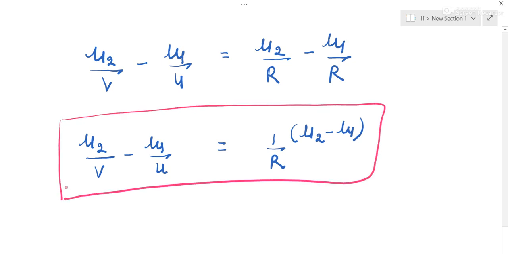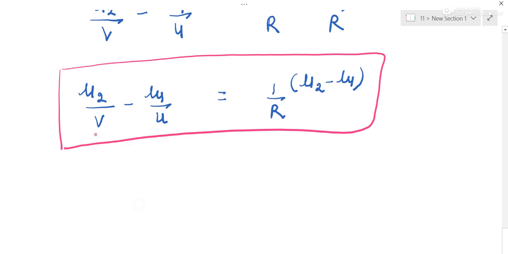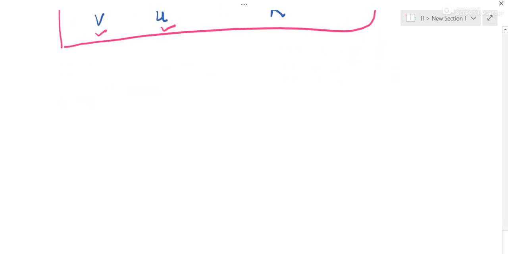How can we learn it? This is image distance and this is object distance. This is glass refractive index, this is surroundings refractive index. Glass refractive index, surrounding refractive index. Very, very important formula. Now let us look at the next case.